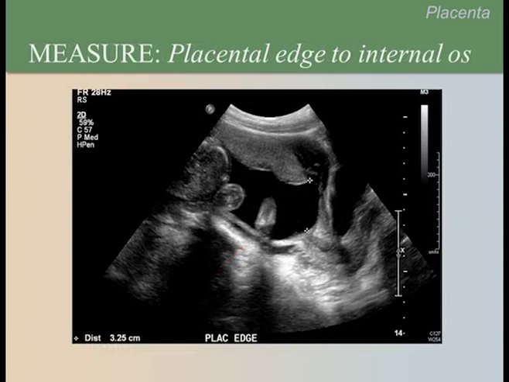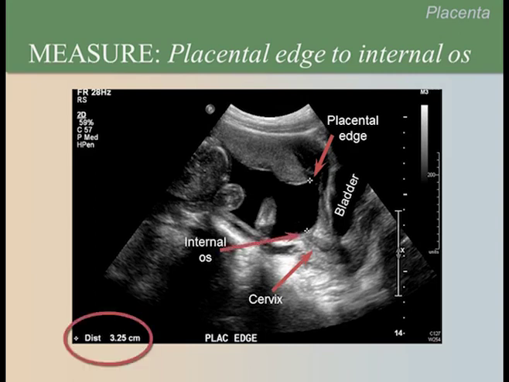In this image, please locate the lower edge of the placenta. Again, please pause the video and ask for a volunteer to point out the placental edge, placenta, and internal os. First, we will label the placental edge and the bladder. Next, we show the cervix. Here is the internal cervical os. The white calipers measure the distance between the placental edge and the internal os. The machine will display the measurement, as we see at the bottom of the screen.